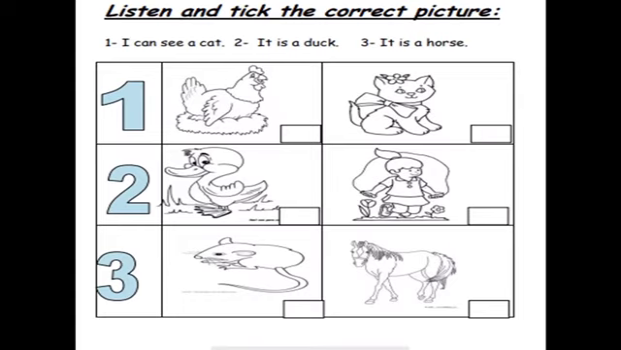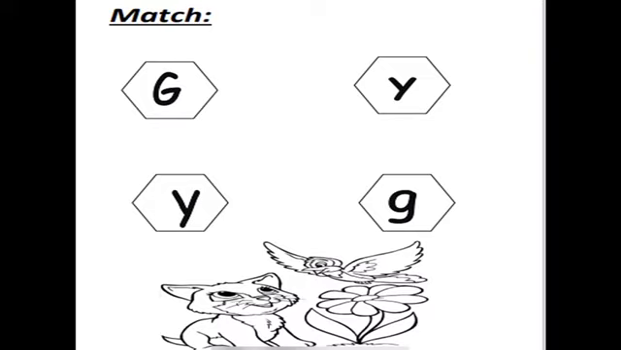I can see a cat. Yes, here, number one, we will take the cat. We have two pictures also. It's a duck. Okay, we want to take a duck. Number three, here we have mouse, horse. It's a horse. We will take a horse. Well done, my friends. Now, guys, we want to match capital G to small g, capital Y to small y.